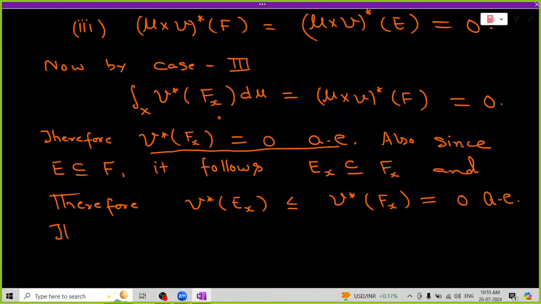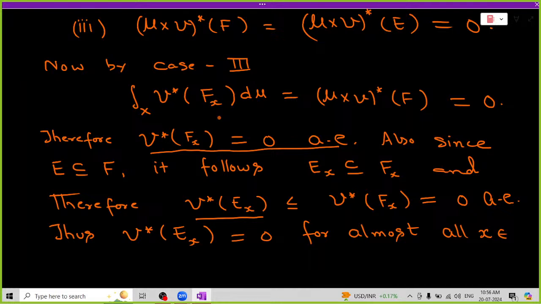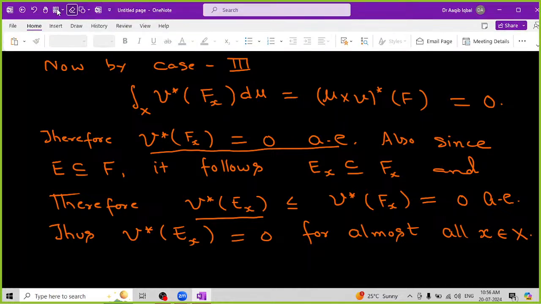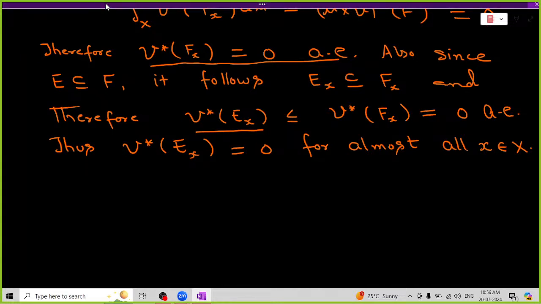Thus what you conclude from this: nu star of E sub x is less than or equal to 0 almost everywhere, so that means nu star of the x section of E is 0 for almost all x's in X, right? So for almost all x's, these x sections are null sets because nu star is 0, and null sets are measurable. So that means for almost all x's, these x sections are measurable sets.